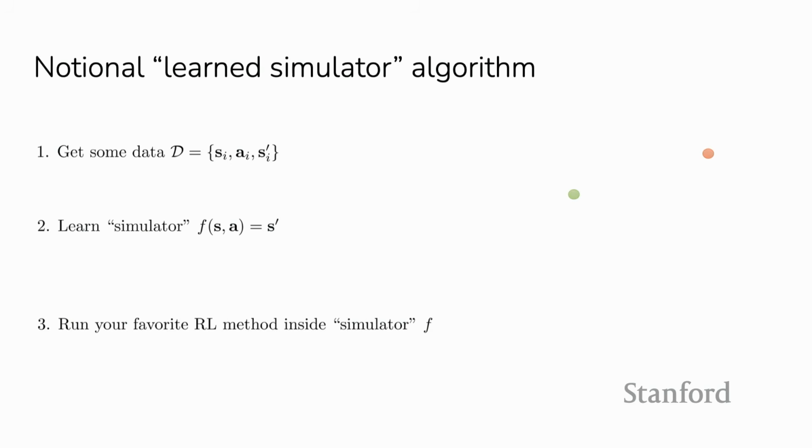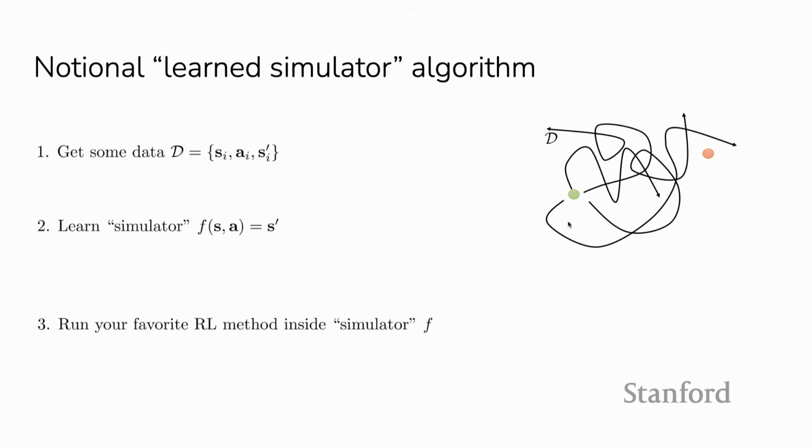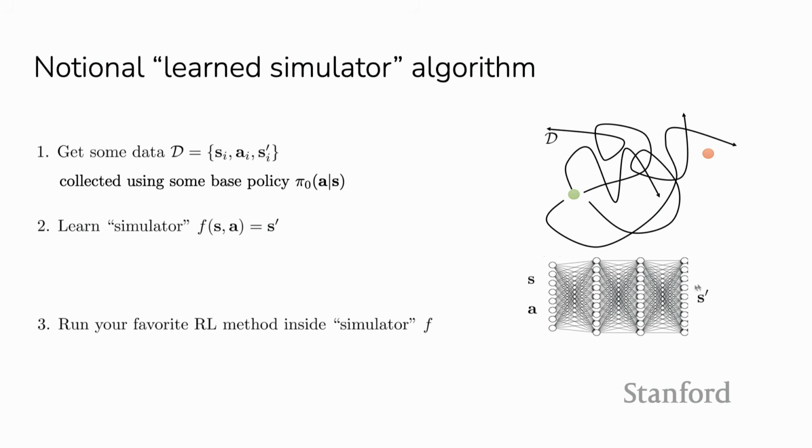So for example, maybe you have a simple scenario where you want to get from the green point to the red point. You might collect some data, collected from some policy. Then you would train a neural network conditioned on a state and an action: what is the next state?